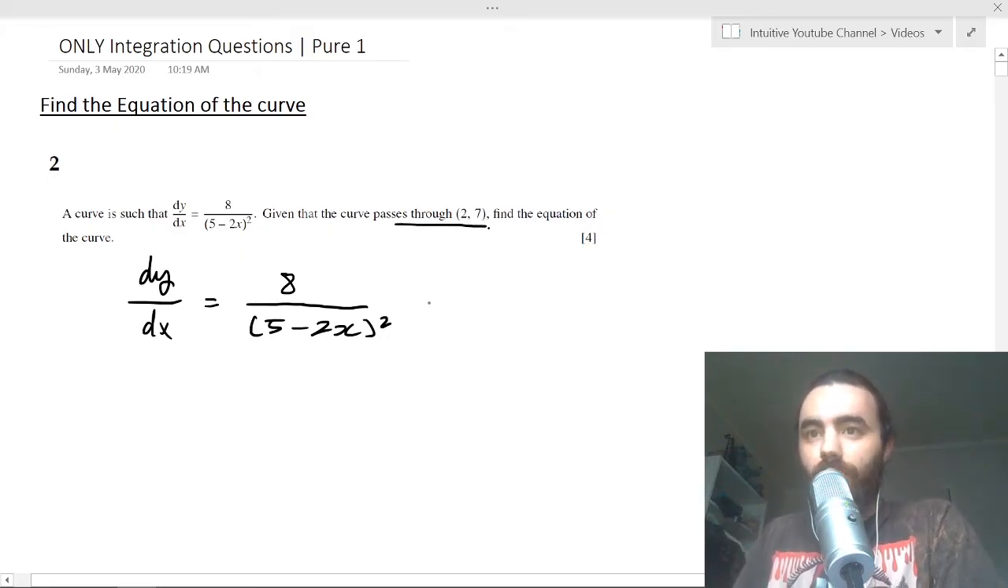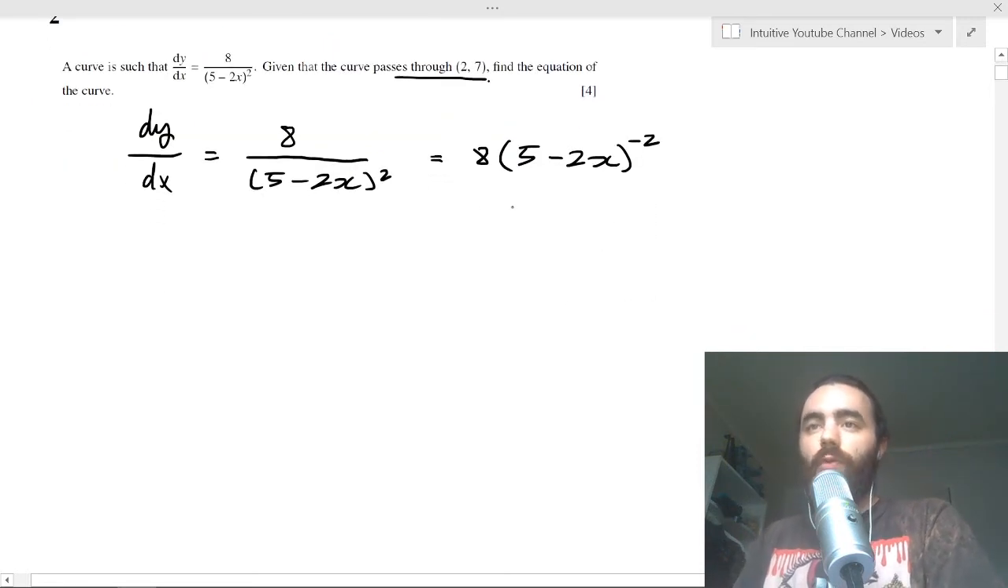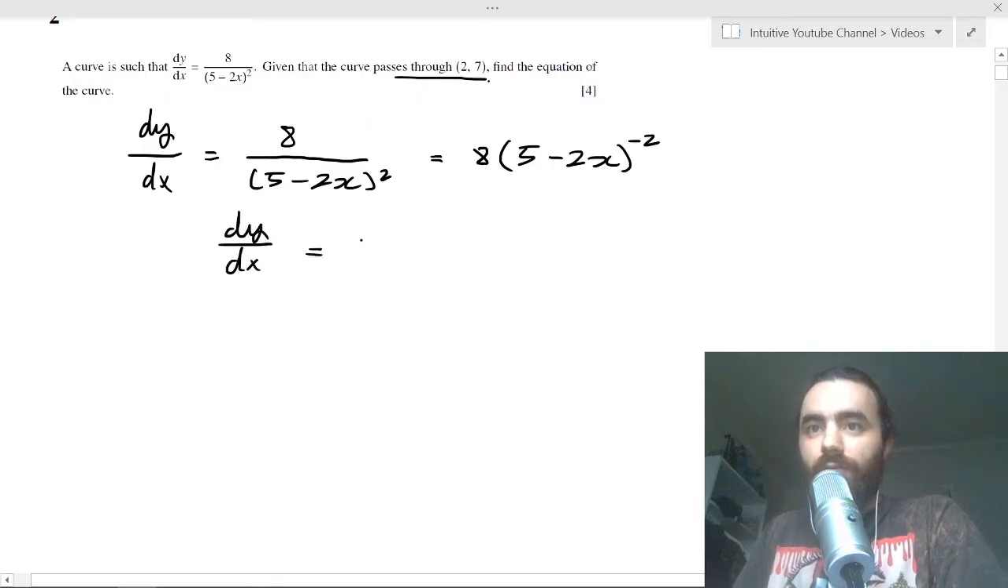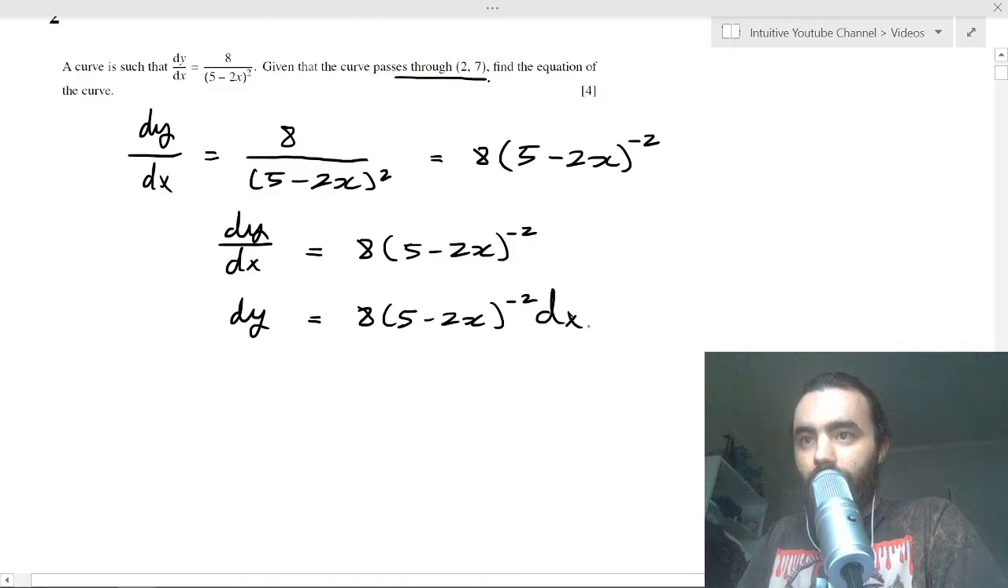So straight away what I do is I bring this whole part up, because I know I'm going to have to integrate, it'd be useful in this exponential form. So we have that dy by dx equals 8 times (5 minus 2x) to the negative 2. And I'm going to be super explicit about all of this, as I like to be, to show you exactly what's going on. I'm going to times both sides by dx here, and then I'm going to integrate both sides.